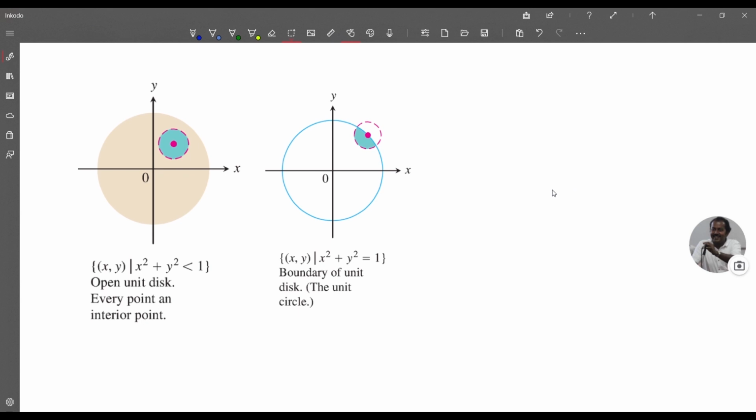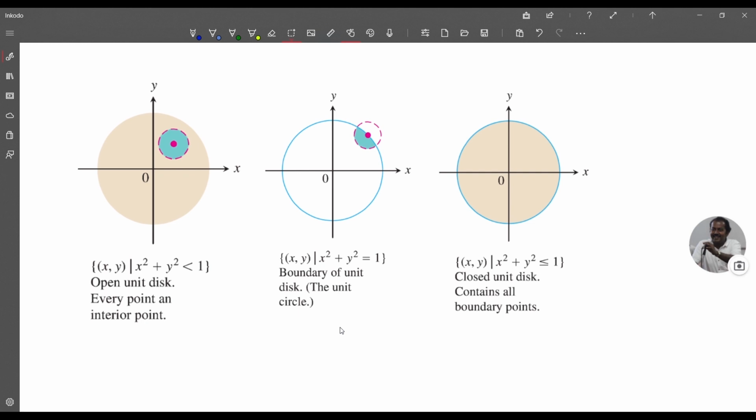You can see that these boundary points actually do not lie on the region R, if you are considering the set of all (x, y) such that x² + y² < 1. So this is an example of a boundary.